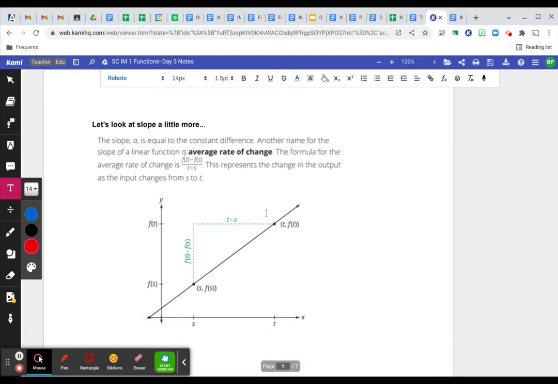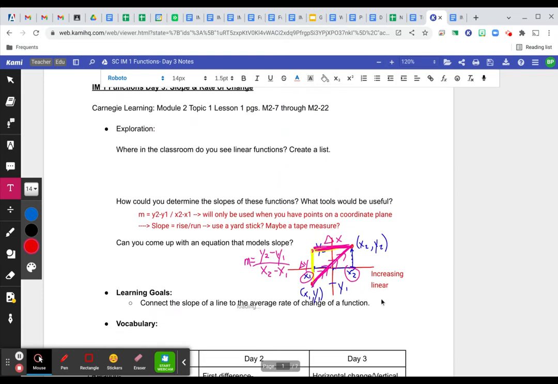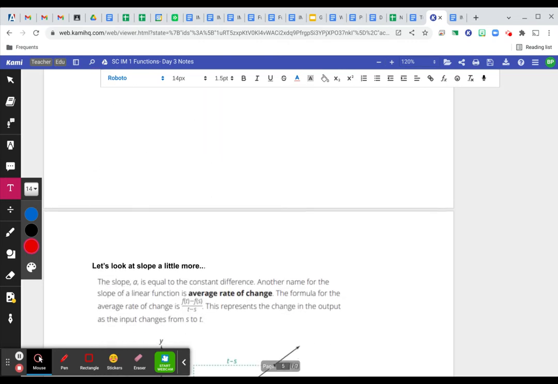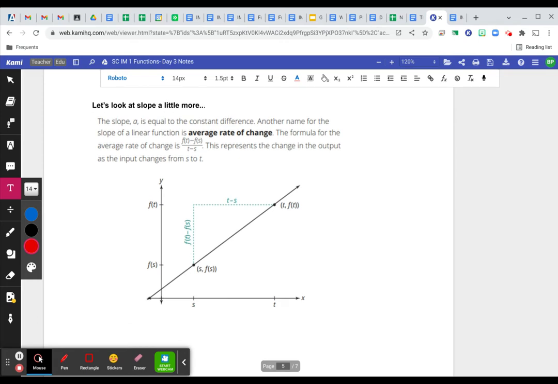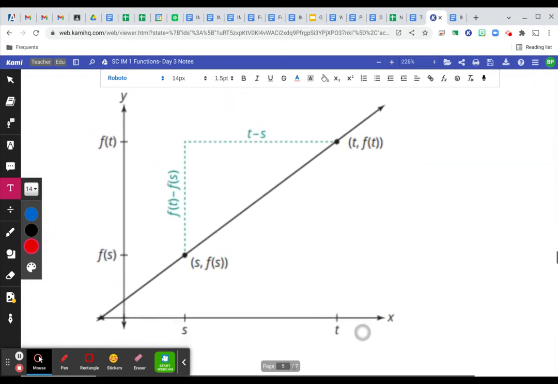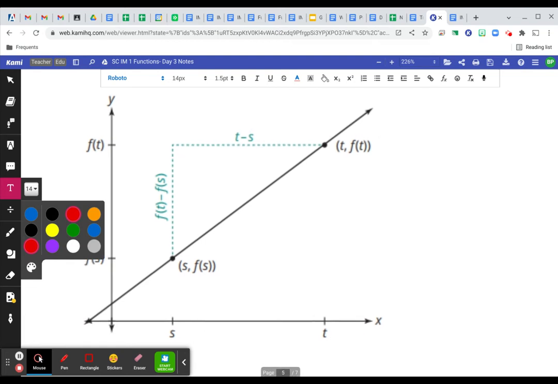Now down here, this basically is just explaining again what we just talked about up here with this y2 minus y1 over x2 minus x1. What we were talking about, can you come up with an equation that models the slope? This is breaking it down just in a bit of a different way, so feel free to read through it if you'd like. Instead of using y2 and y1 and x2 and x1, they're using t and f of t and s and f of s, but it's basically just the same thing.